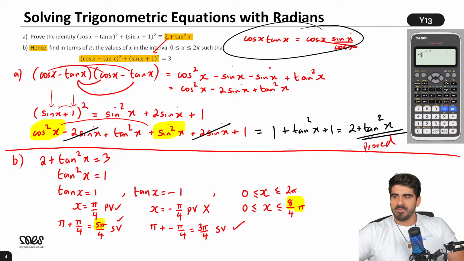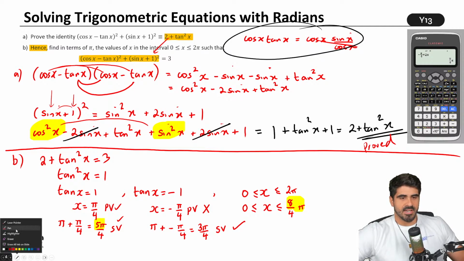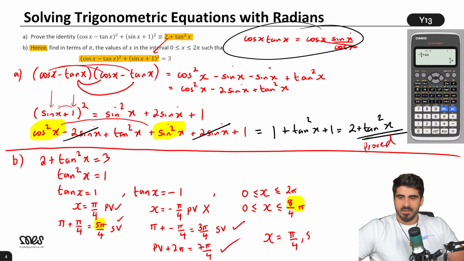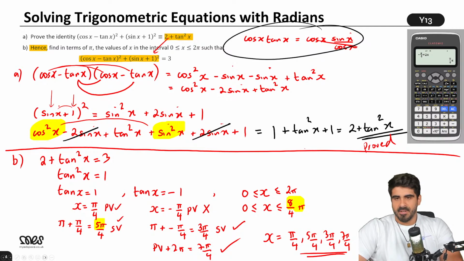Just because a value is not in the range doesn't mean you ignore it. You still use it to find other values in the range. So when you add 2 pi, you get 7 pi over 4, and you can see that's less than 8 pi. So we do our primary value plus 2 pi, which is 7 pi over 4, which is now in the range. And there we go. We have 4 answers. We didn't need to modify the range here, so we had pi over 4, 5 pi over 4, 3 pi over 4, and 7 pi over 4. Really, guys, we're using the same techniques as year 12. It's just we're working in radians.